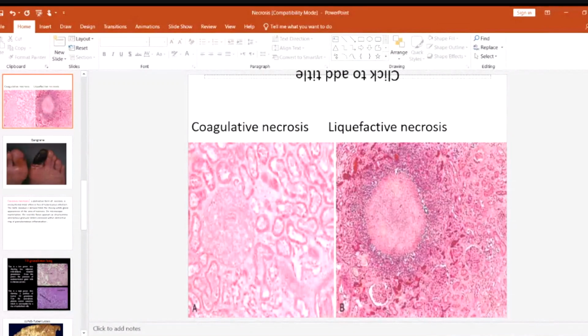What about this? What is the cause for this? Fungal, bacteria. Bacteria and a fungal infection. Fungi, bacteria.